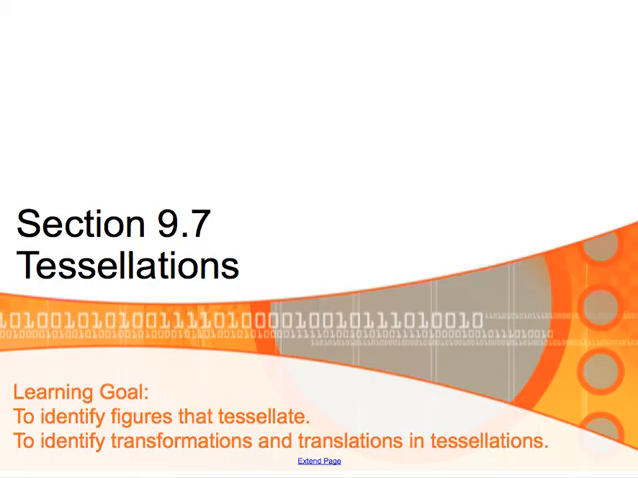And that concludes section 9.7 tessellations. Hopefully you understand what properties of a figure causes it to tessellate, and you're able to identify the different transformations and translations in tessellations. Thanks for your attention, and I'll see you soon.